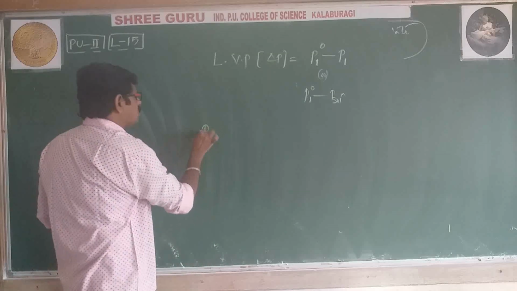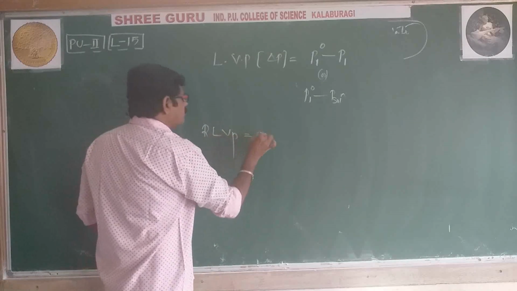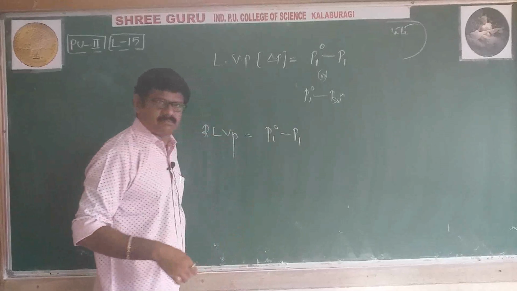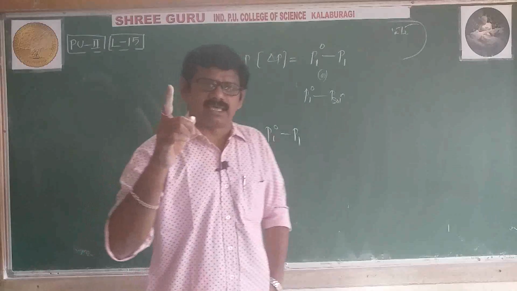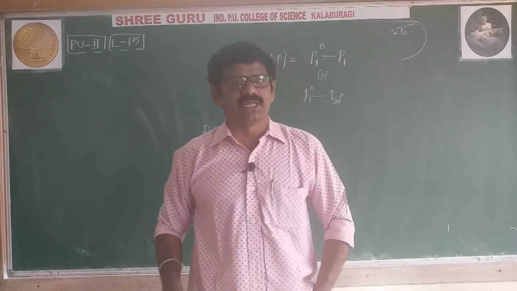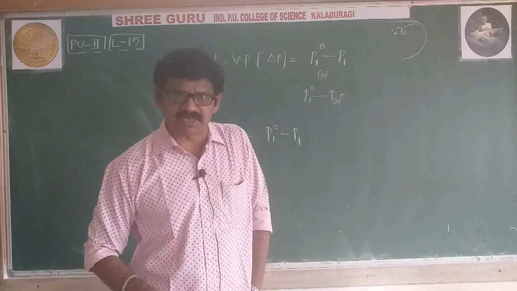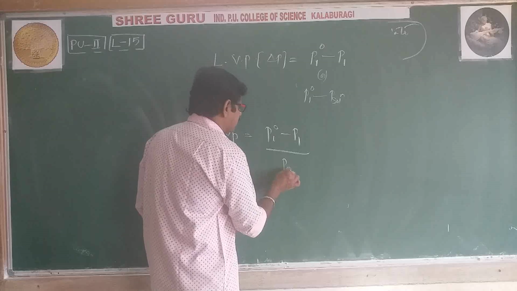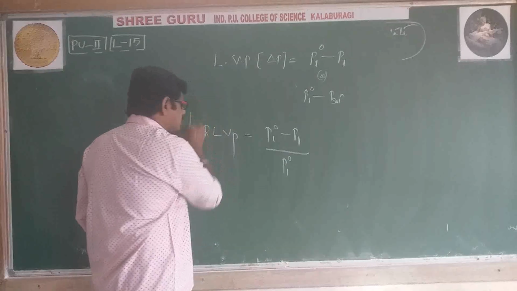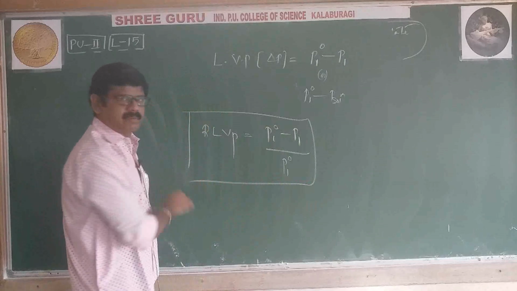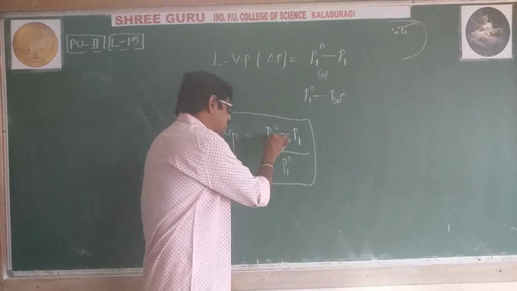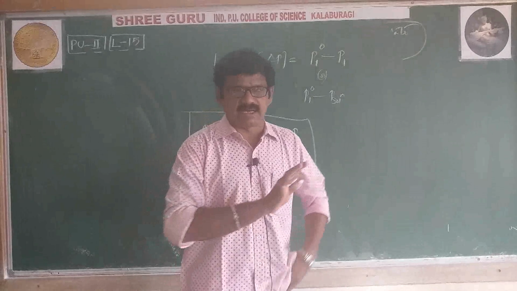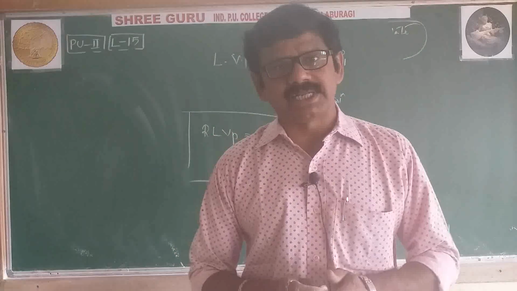The relative lowering of vapor pressure formula is the same, P1 naught minus P1, because these symbols are given in our NCERT book only. According to the NCERT book, I am giving the symbols. Divided by P1 naught. This is the relative lowering of vapor pressure formula. Wherever I missed this symbol, please make a correction. Okay, from this we have completed our solutions topic successfully.